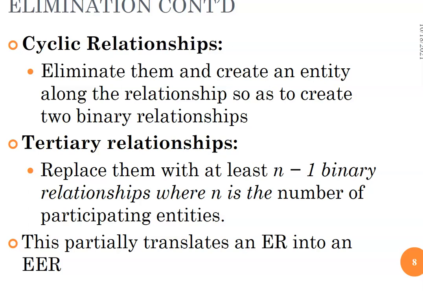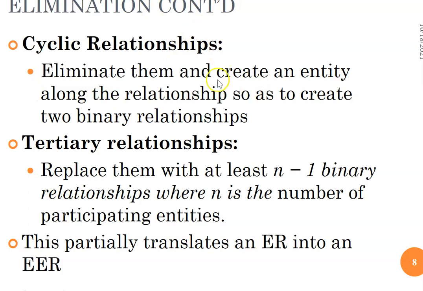Then you have the tertiary relationship. You remember that you have a ternary, quaternary, and then you have tertiary. Tertiary is where you have n number of relationships participating within given entities. So what do you do? You break them up by creating binary one-to-many relationships to represent those entities. By doing this, you are partially translating an ER model into an EER.